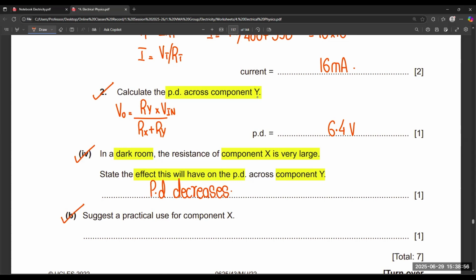And in part B, suggest a practical use of component X. We mentioned in the notes also, we use it in automatic street lights and in security alarm systems also. So we can use it in a security alarm or street lights.